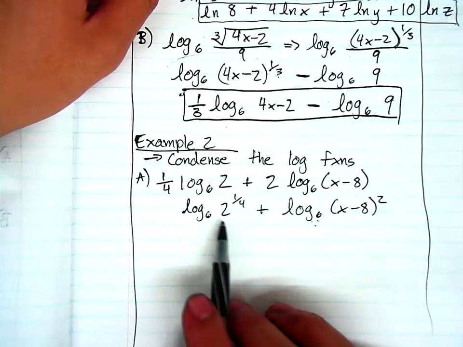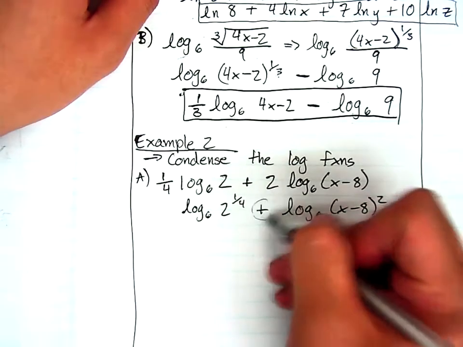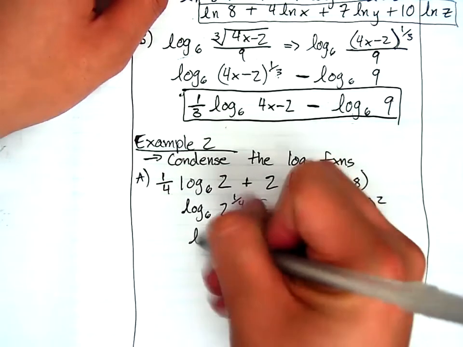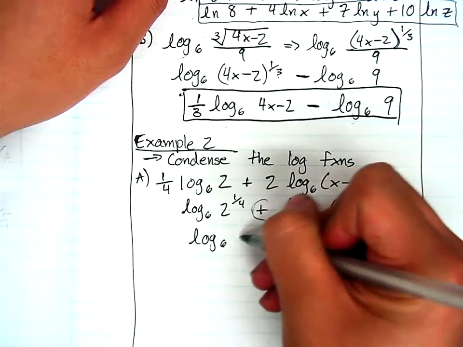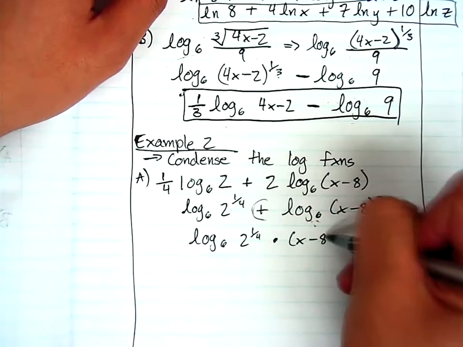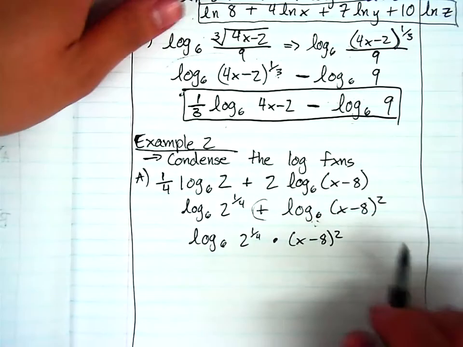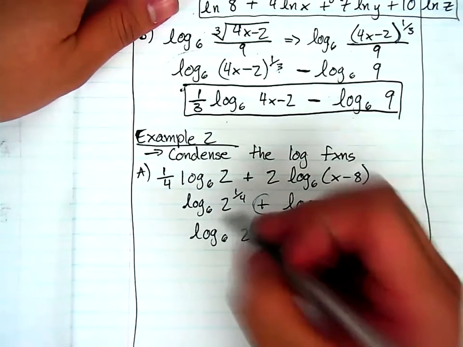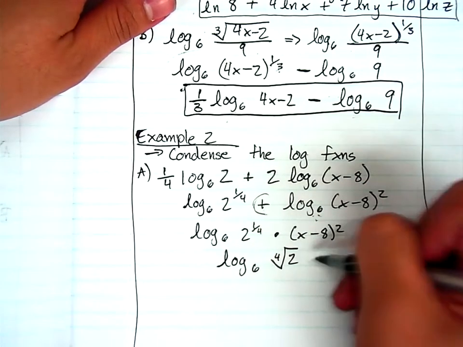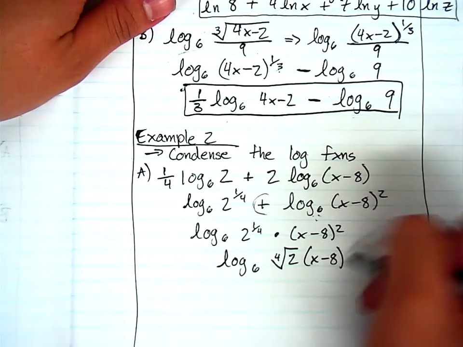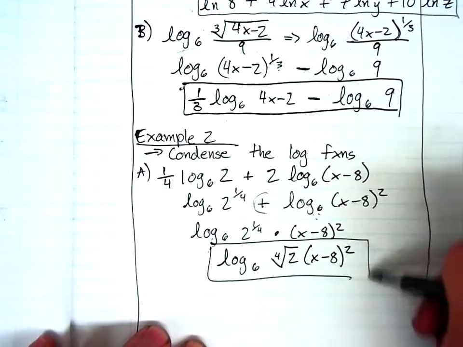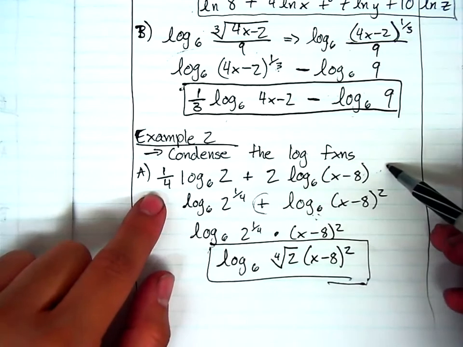At this point, though, I can combine them, and because I have a sum, I'm going to go ahead and turn this back into a multiplication problem. So I have log base 6 of 2 to the 1/4 times x minus 8 squared. At this point, you could call it done. I'm going to go ahead and simplify it just a bit further. Log base 6, 4th root of 2 times x minus 8 squared. Okay, so this would be the condensed version of this sum of logs over here.